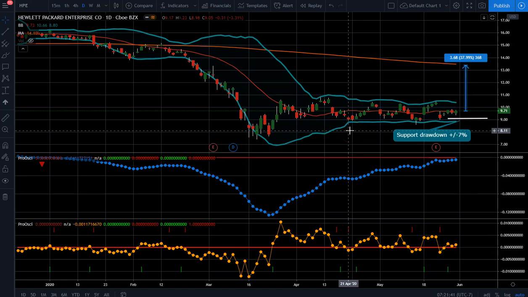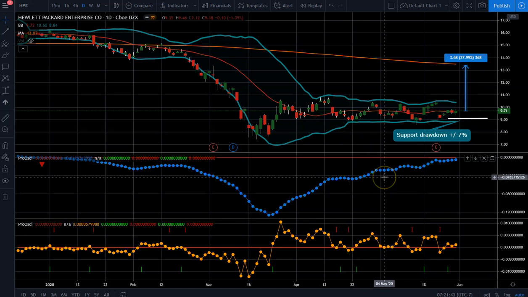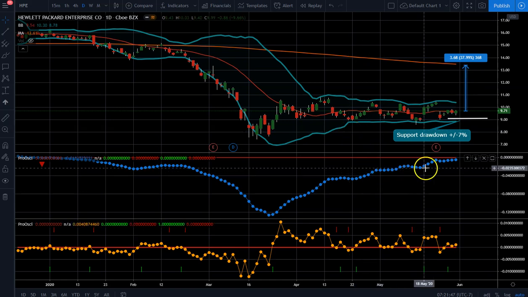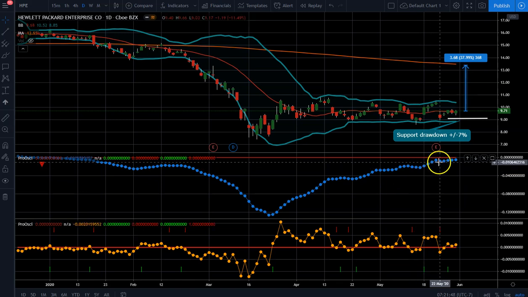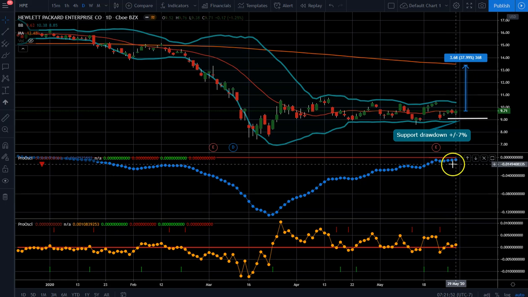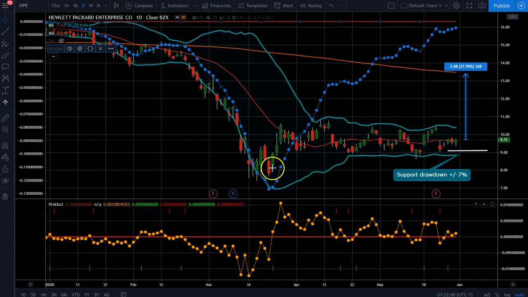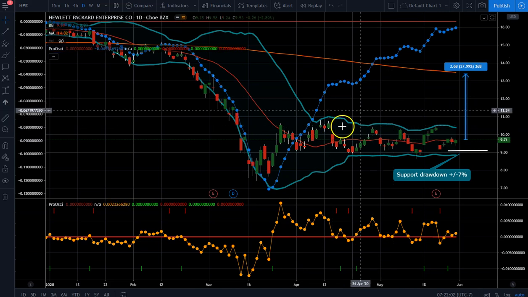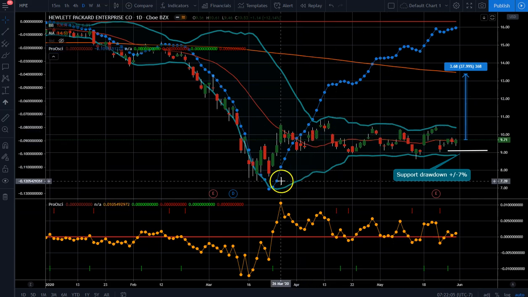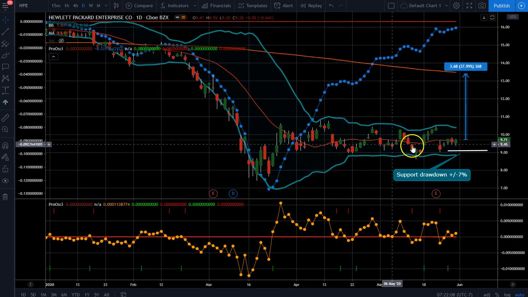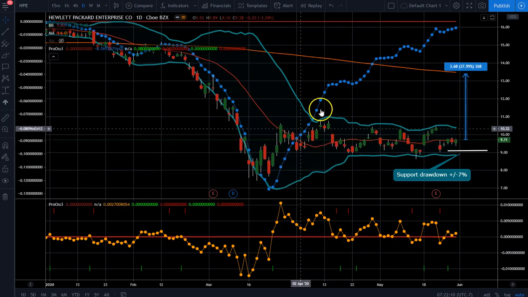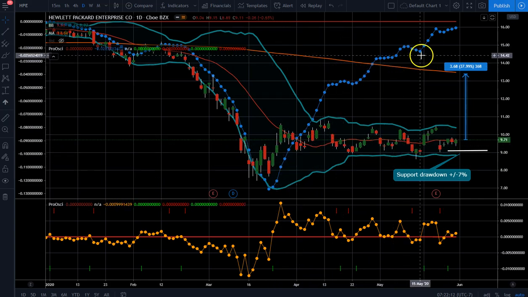Let's go to the oscillator. The long-term oscillator, you can see here, has been moving up. It's just below the zero line. We do expect it to cross above the zero line. But let's go ahead now and move the oscillator up to the top chart. And so now you can see that even though the price has been going sideways, our oscillator has been increasing to the upside.